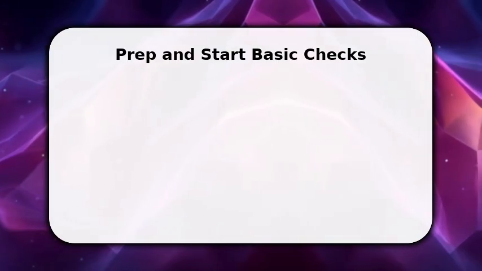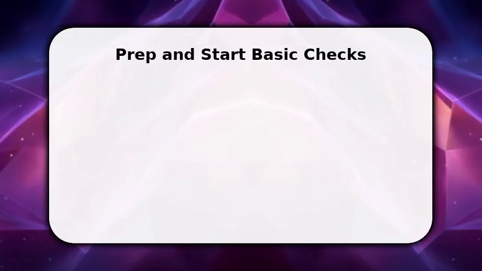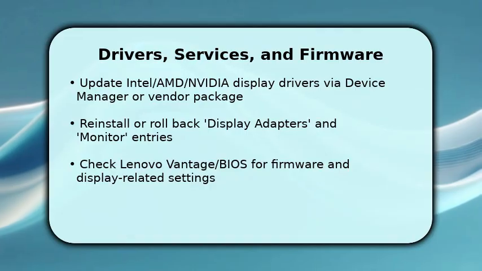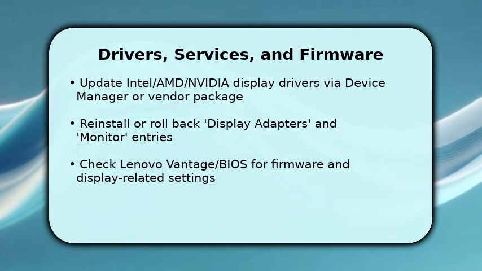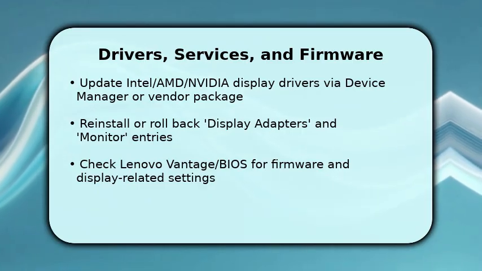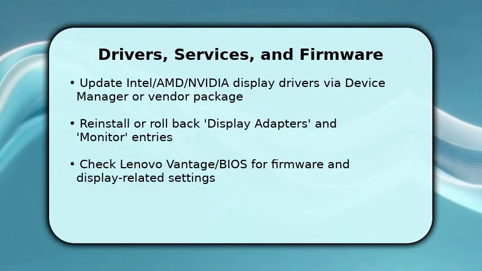Now you move into software and firmware where most persistent brightness faults hide. Open Device Manager, update the Intel, AMD, or NVIDIA display driver, and if update fails, try a clean reinstall or roll back to the prior version. This fixes regressions. Then check the monitor and Microsoft Basic display adapter entries and reinstall if corrupted.